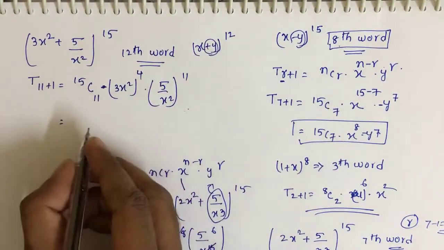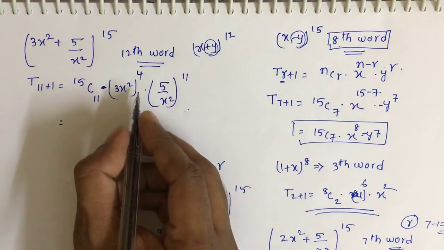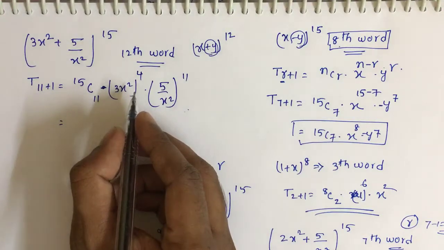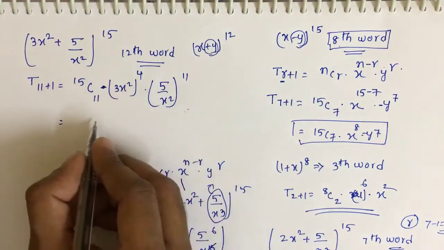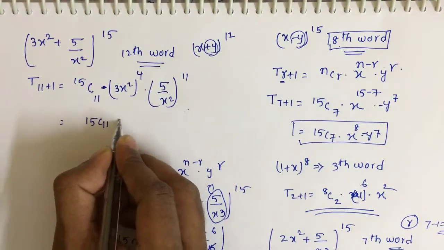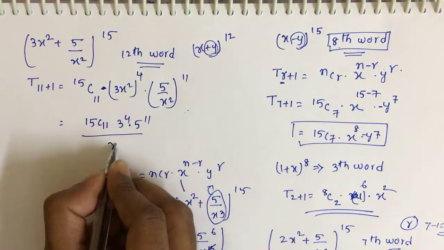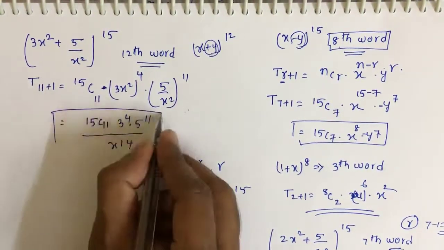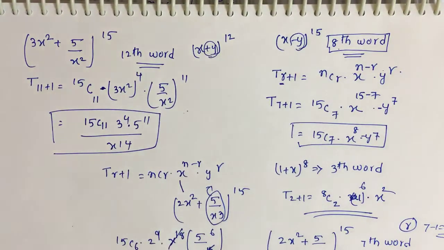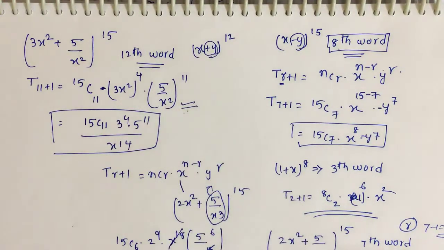And 5 by x square to the power 11. So if you solve this one, this will be 4, and this we can write like this. The answer will come out to be 15 C 11, 3 to the 4, 5 power 11 by x power 14. It is just simple mathematics. You just apply simple mathematics so that you will get the answer. I'm not going deep into this problem, but I hope you can solve it.